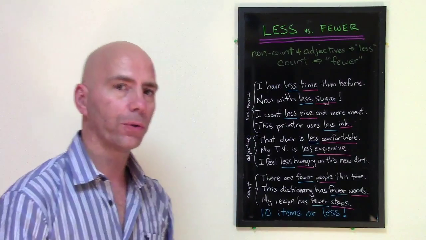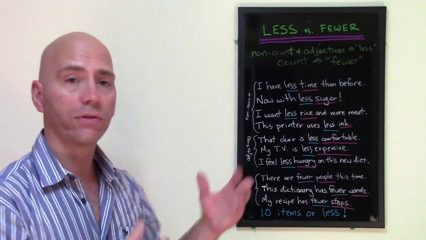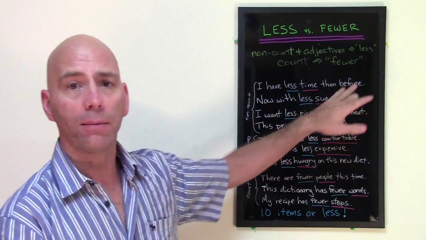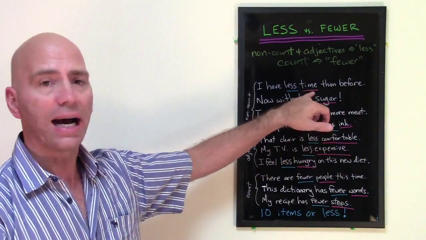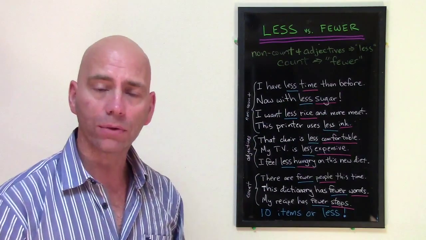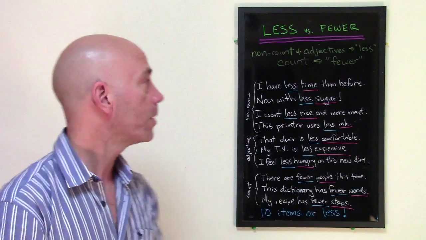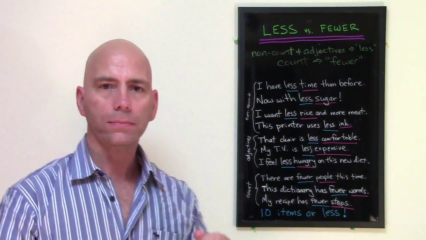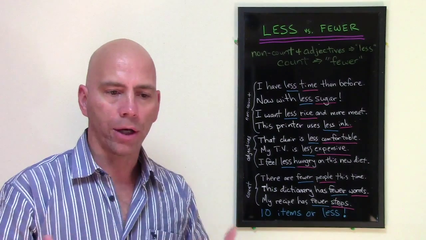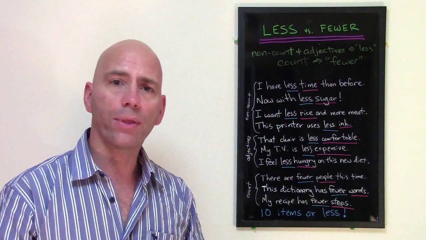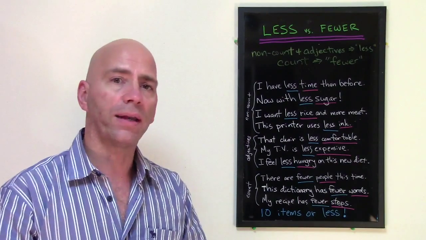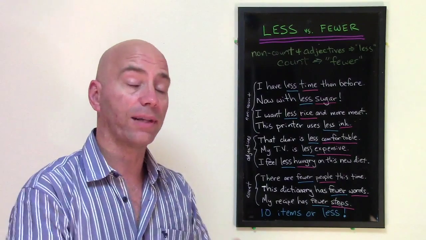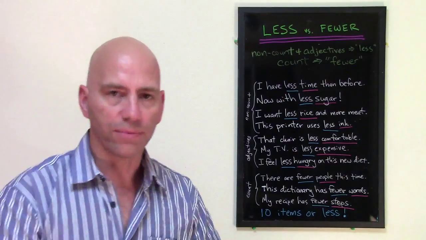Okay, so let me show you what I mean with some examples. Here I have less time than before. See, the word time is not something that you count, so we use the word less. I have less time than before. Now in this case, maybe I got a new job and I am busier than I used to be, so I might say I have less time than I had before.